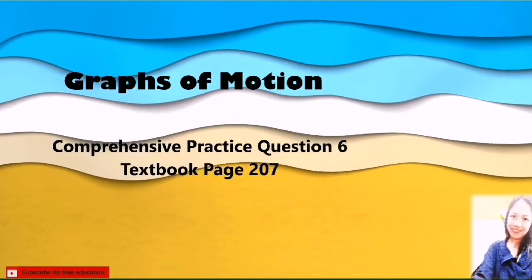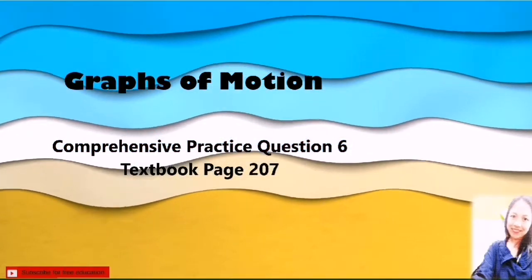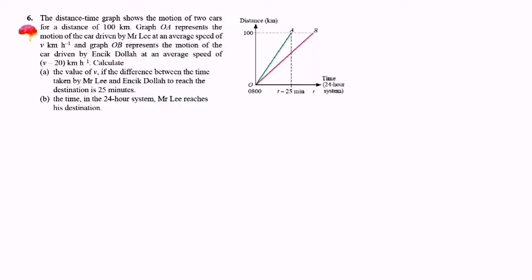In this video, teacher will discuss comprehensive practice question number 6. The distance time graph shows the motion of two cars for a distance of 100 km. Graph OA represents the motion of the car driven by Mr. Lee at an average speed of v km per hour. And graph OB represents the motion of the car driven by $, at an average speed of v minus 20 km per hour. Calculate A.